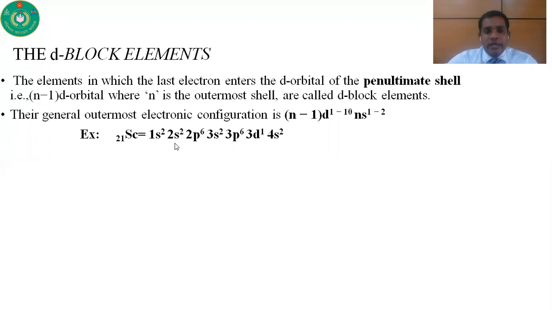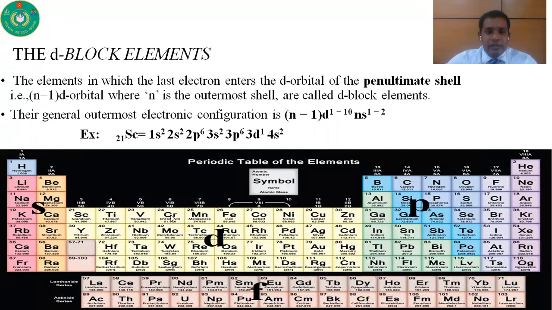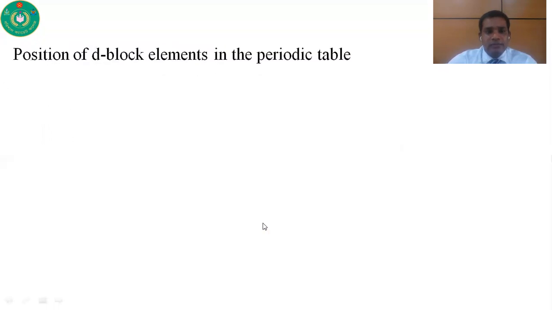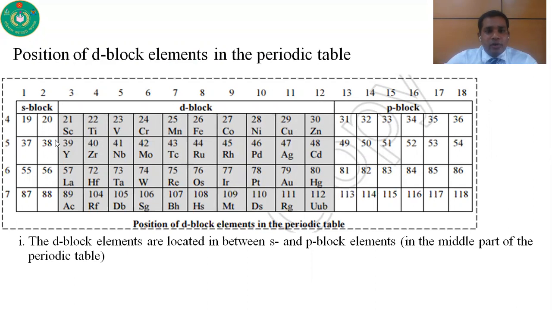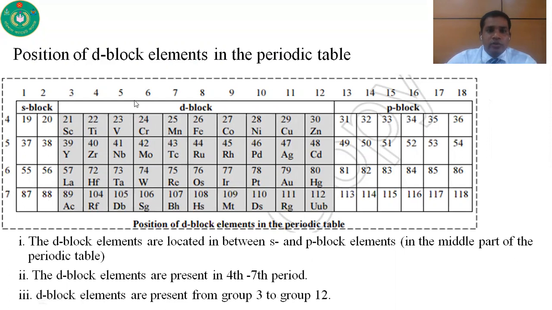As its last electron enters the penultimate shell, that means the inner shell of the outermost shell, this is called a d block element. Here you can see the position of d block elements. From group 3 to group 12, all these elements are d block elements. They are located between s block and p block elements, in the middle of the periodic table, from period 4 to period 7 and group 3 to group 12.